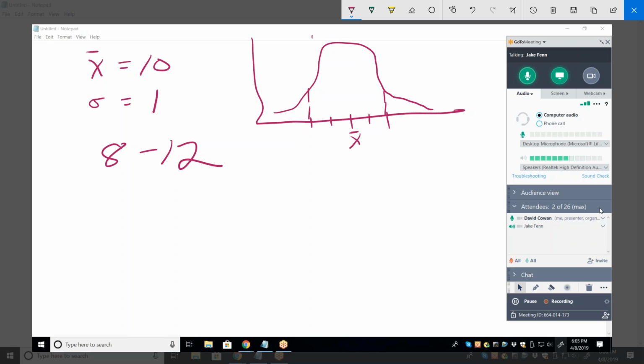Is that 99.4? No, that's 3 standard deviations. Oh, okay, so that would be 95. Right. So the answer to their question, because this represents 8, 9, 10, 11, 12, and 8 is 2 standard deviations away from 10, as is 12. So from 2 standard deviations below the mean to 2 standard deviations above the mean, 95% of the data is going to come in between those 2 points.